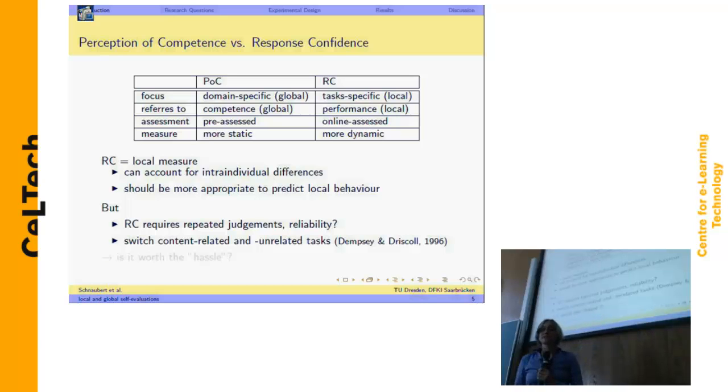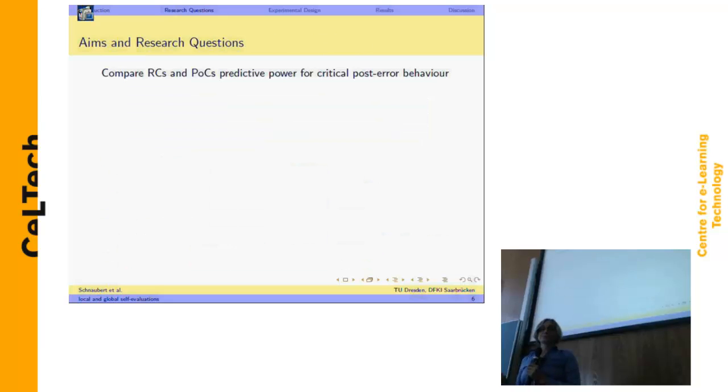So the question is kind of, is it worth the hassle? Is response confidence so much better that we really need such measures and cannot rely on more global measures? Therefore, the aims of this are to compare response confidence and perception of competence predictive power for critical post-error behavior.